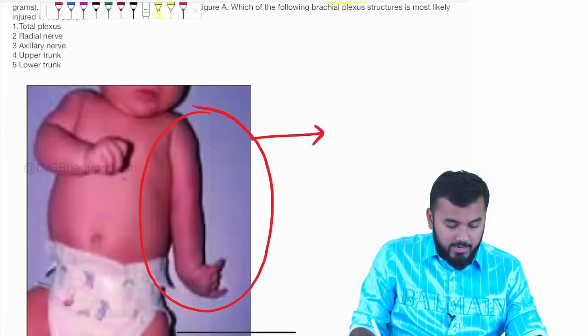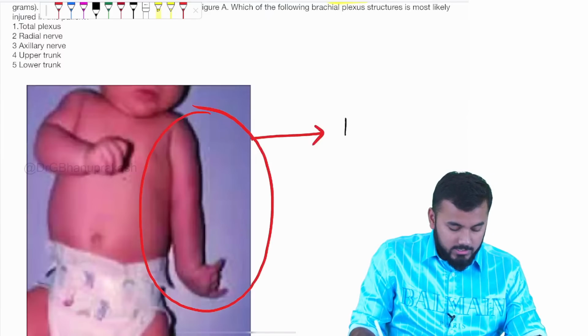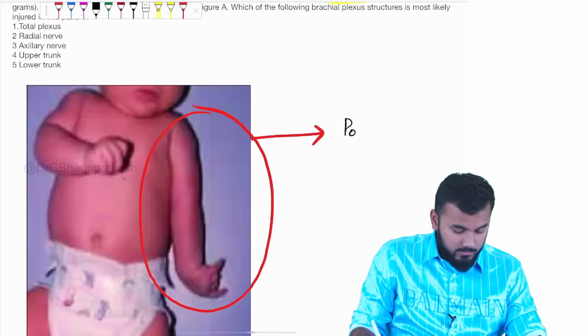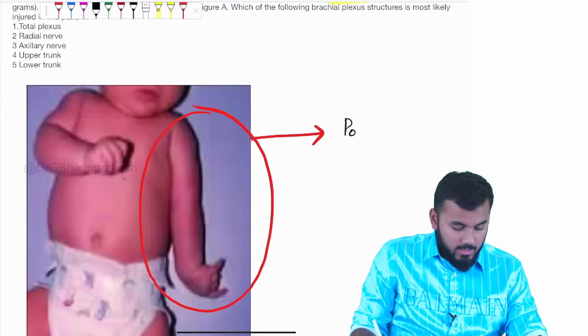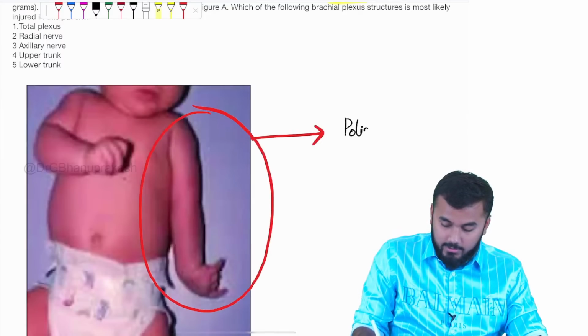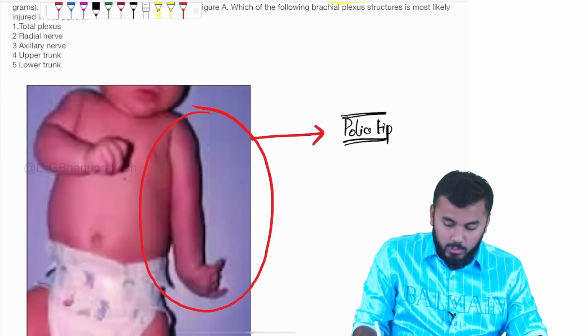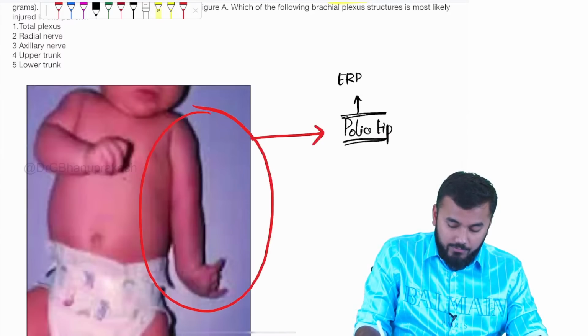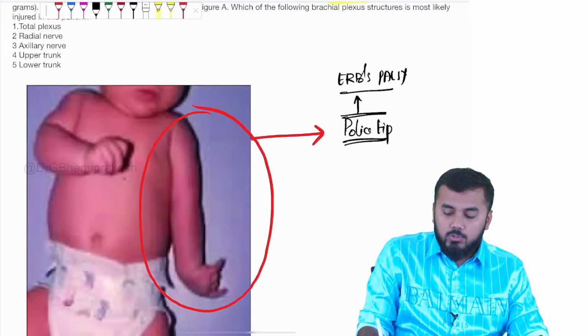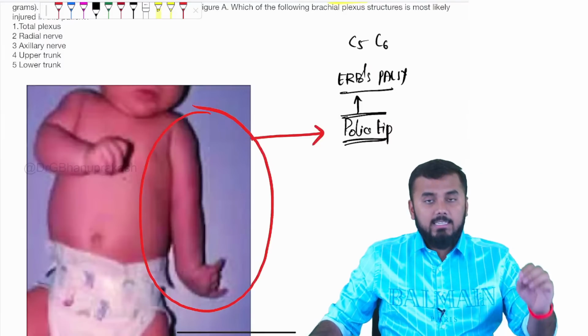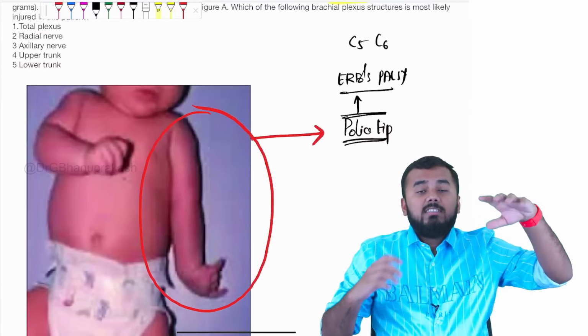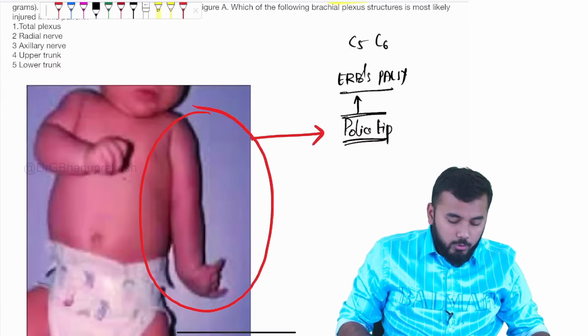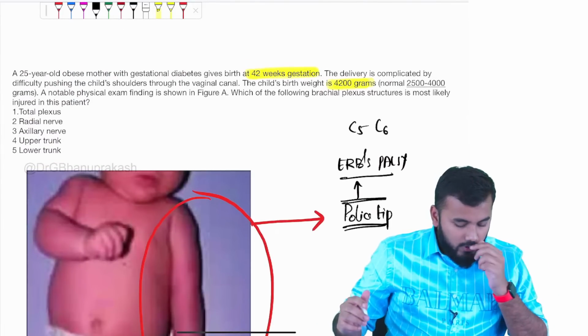Very good. Excellent. This is called as policeman's tip deformity. We see the deformity in case of Erb's palsy, right? Erb's palsy is what? C5, C6. C5, C6 are located above or below? C5, C6 are located above, in the upper part of the trunk. So now you tell me, will the answer be upper trunk or lower trunk? What will be the answer?